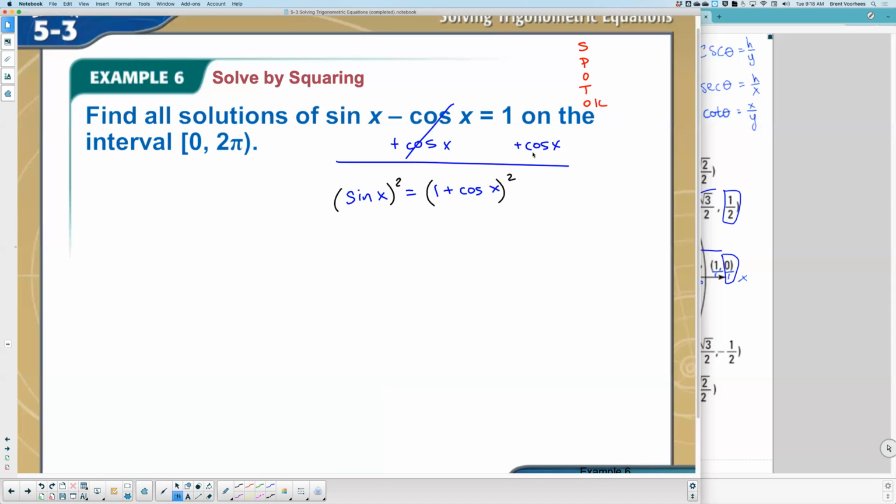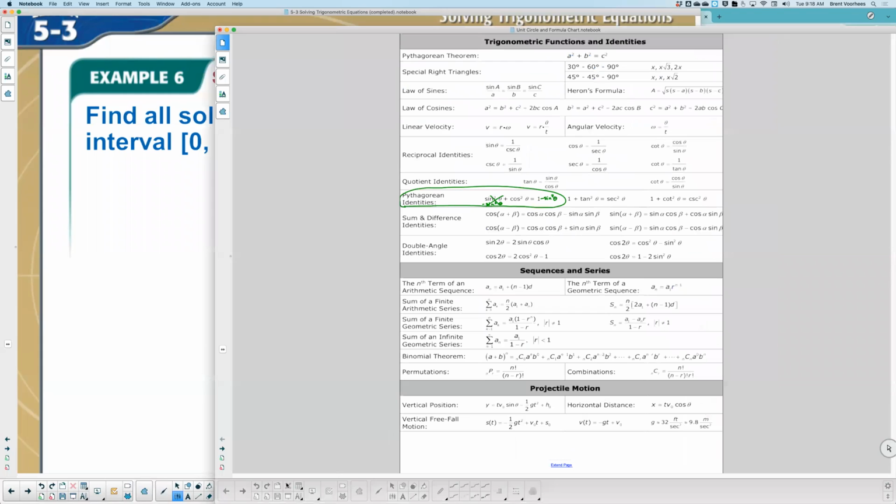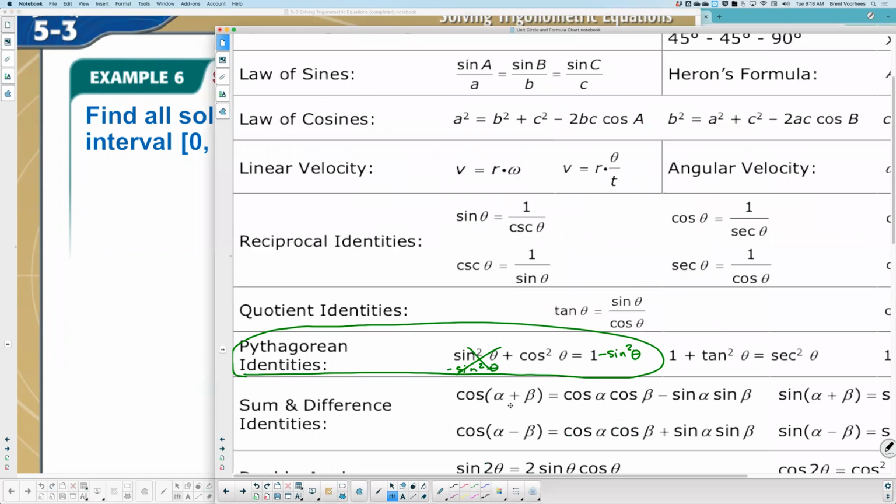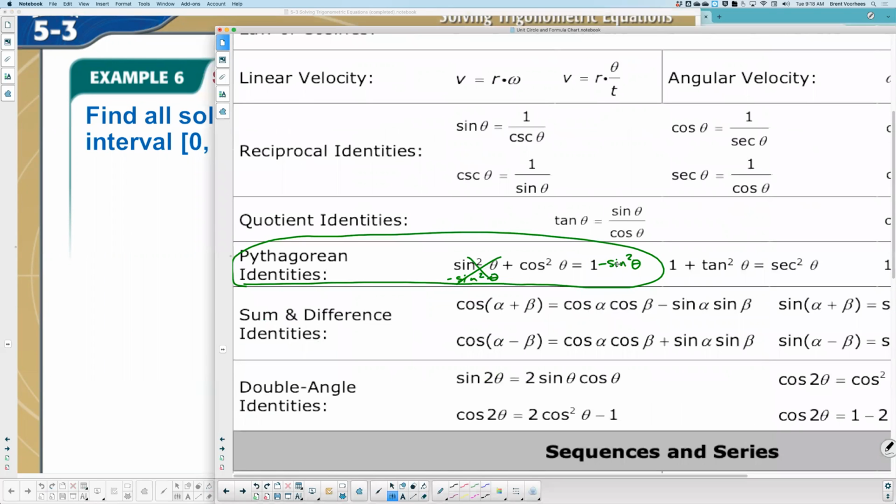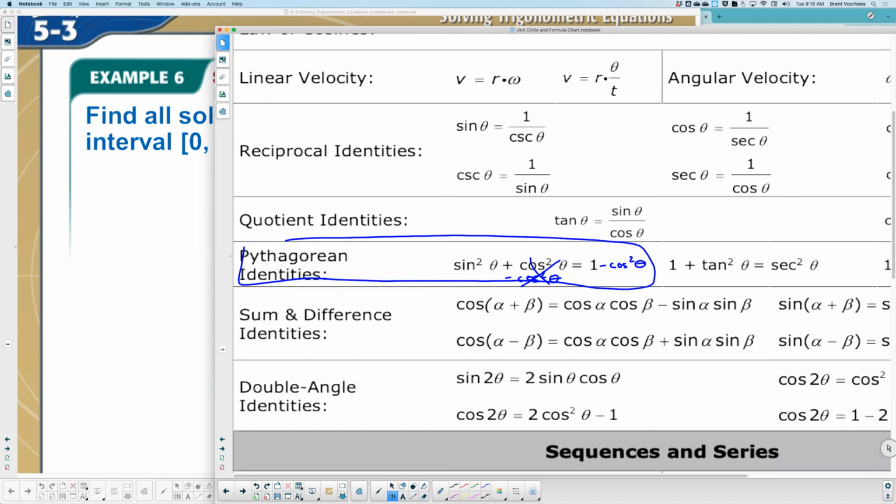Let me actually show you the Pythagorean identity so you know what I'm talking about. Let me zoom in on this. It's kind of like this one, except with a minor change. What I'm going to do is get sine squared by itself here, which means I'm subtracting cosine squared from both sides. This is the identity I'm actually going to use in a second.